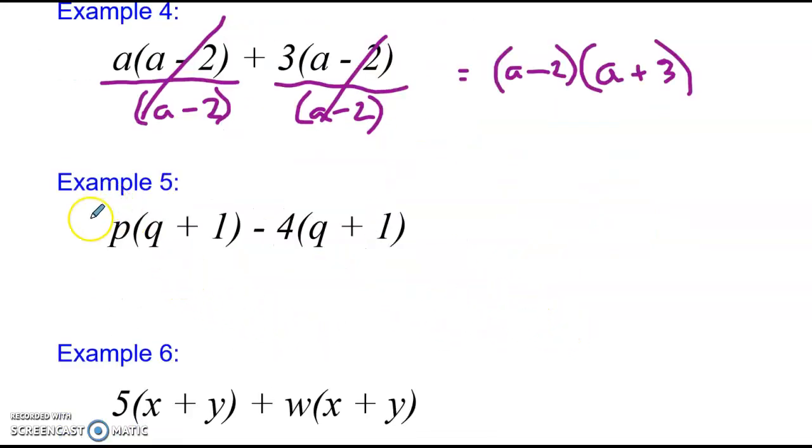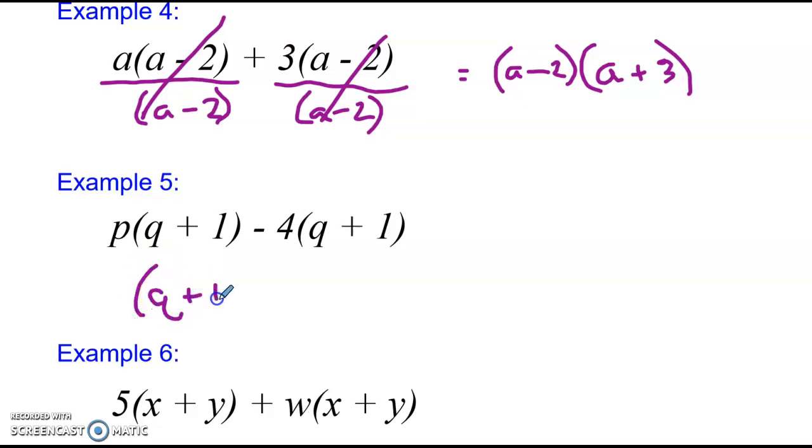Okay, well, I have p times (q plus 1) minus 4 times (q plus 1). Once again, we see that there's this term here. We look at this as one term. We look at this as another term. And I ask myself, what's common? Well, they both have q plus 1 as a common factor. So I factor out the q plus 1.